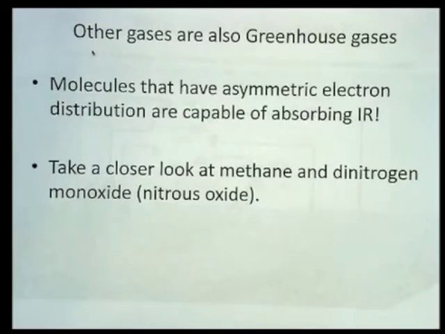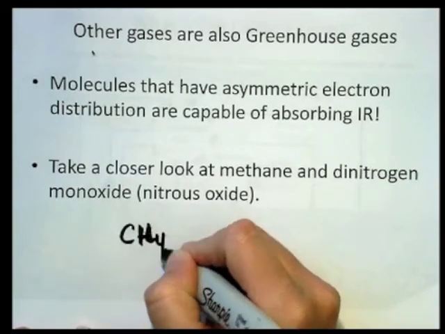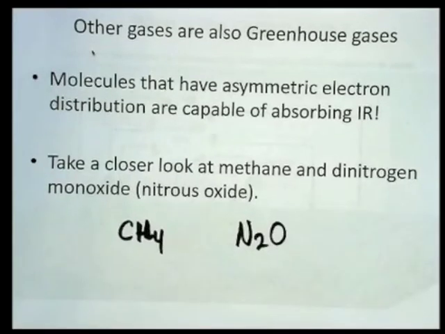Methane and dinitrogen monoxide. Dinitrogen monoxide is also called nitrous oxide, and you should know the structures of those two gases, obviously, from what you've learned so far this semester. Methane, of course, you memorized, is CH4, and dinitrogen oxide or nitrous oxide is N2O. So let's take a closer look at a couple of those gases.